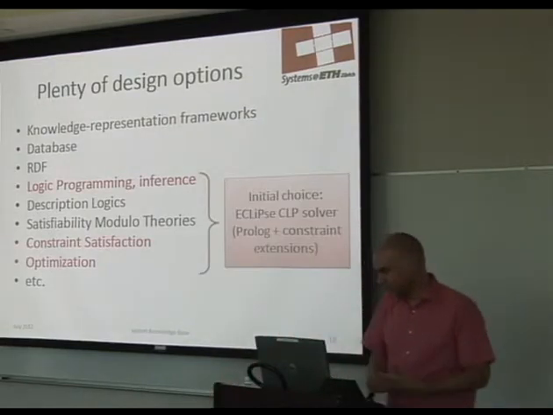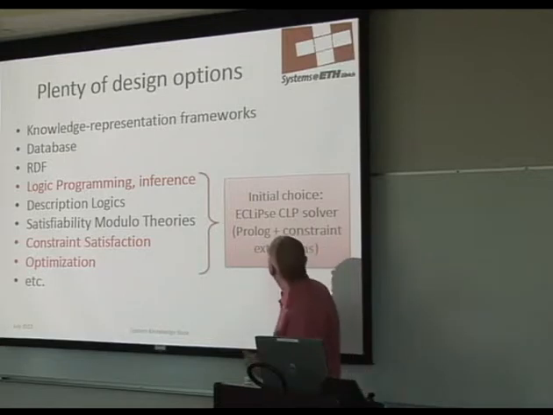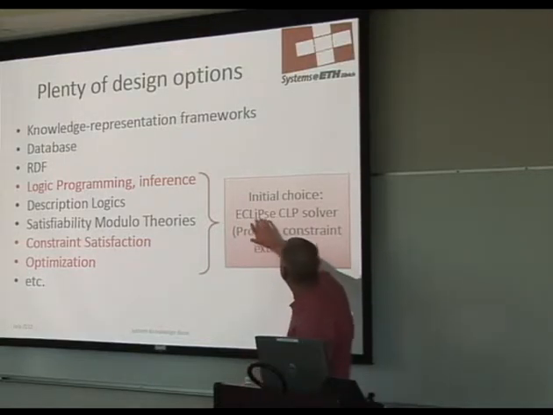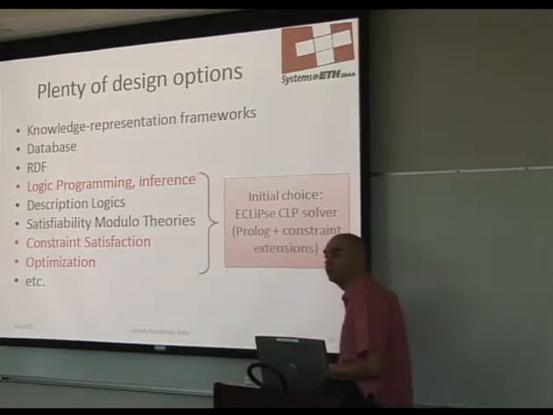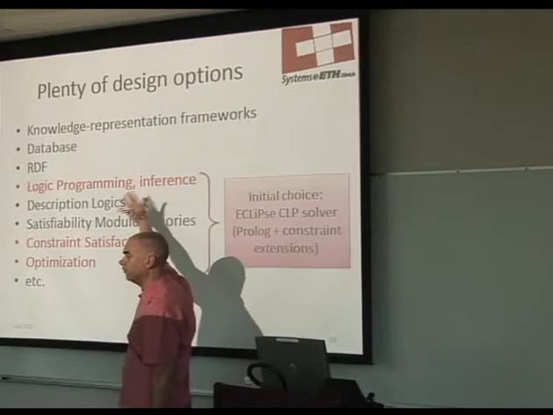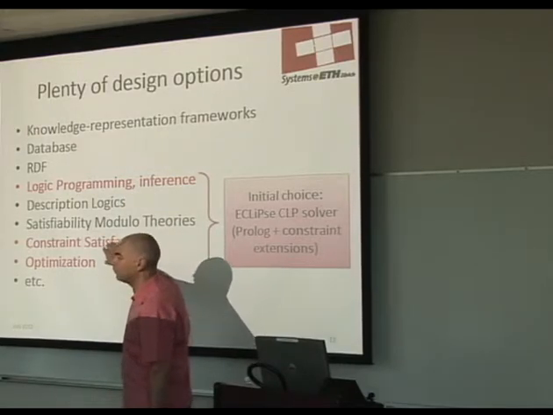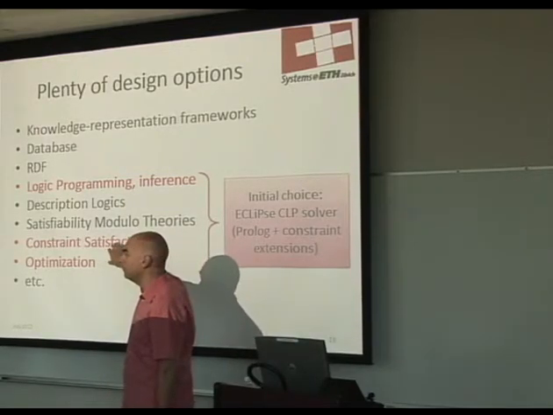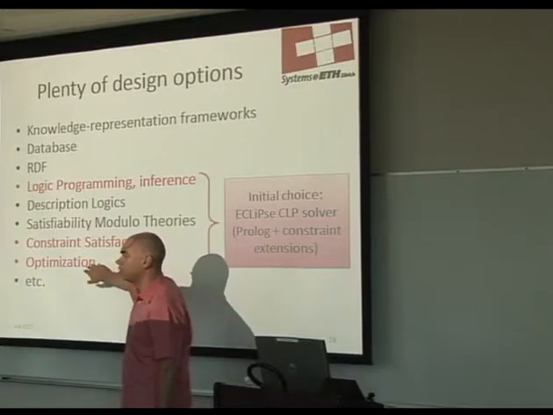We picked a bunch of these things, not all of them. It was a fairly arbitrary decision at the time. It was largely because somebody pointed us at this constraint logic programming system called Eclipse that we decided to use as an initial try. This gives us logic programming, essentially it's a Prolog engine. It's got constraint extensions to it, and it can do optimization.